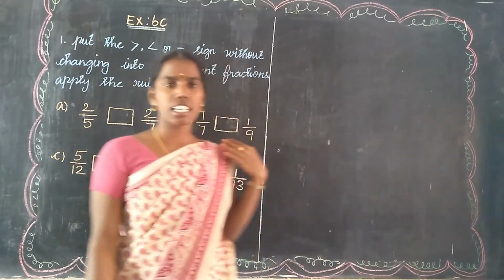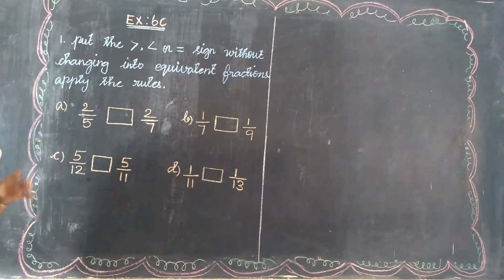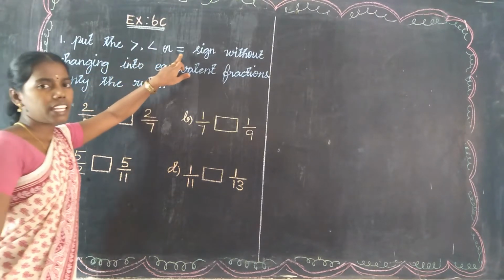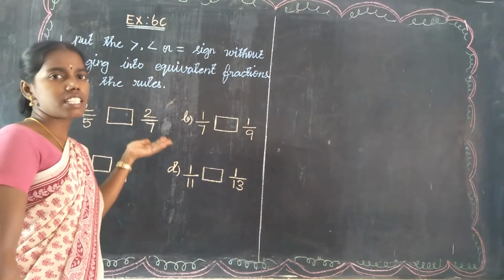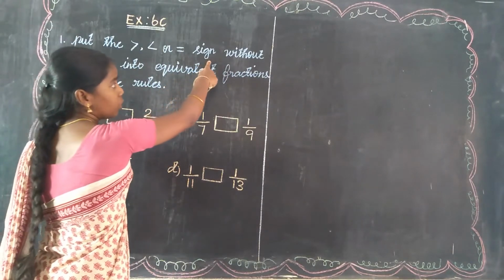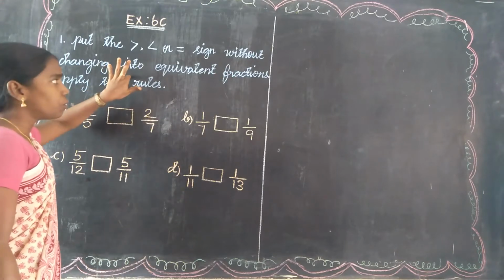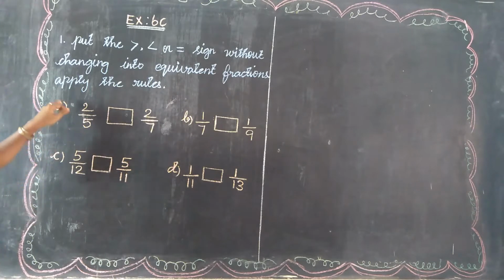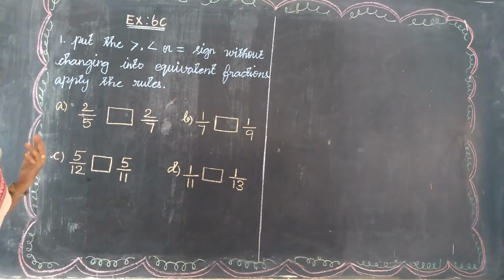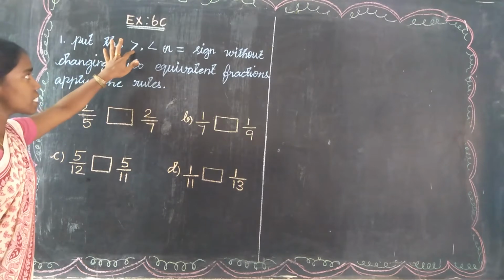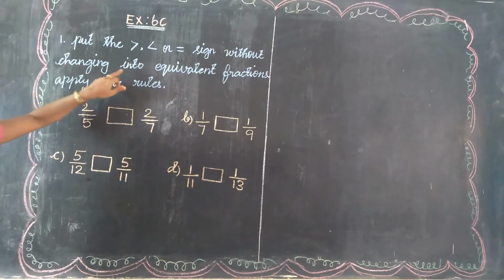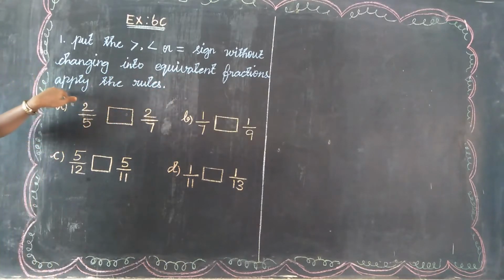Students, this is the exercise 6C problem, first Roman. See the problem: put the greater than, less than or equal sign without changing into equivalent fractions. Without changing into equivalent fractions, apply the rules.